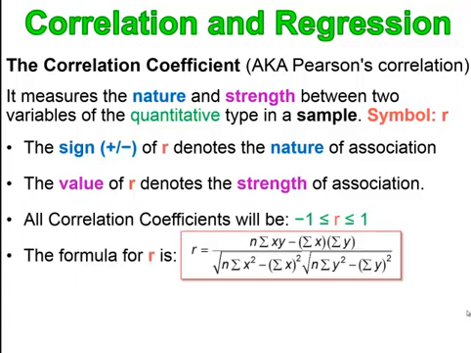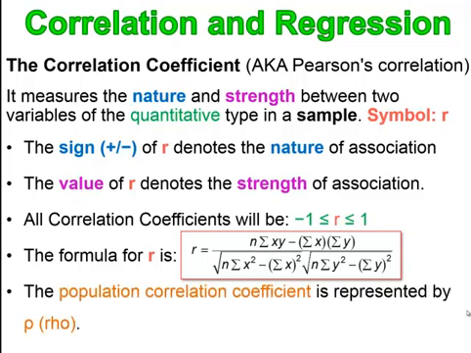And the formula to find the correlation coefficient is shown here. So the correlation coefficient is associated with our x values and our y values. Now we're going to be able to do this in our calculators, but this is what you would have to do manually to find the correlation coefficient. Now when we're working with hypothesis tests, we're always working with the population. So the population correlation coefficient is represented with the symbol rho.